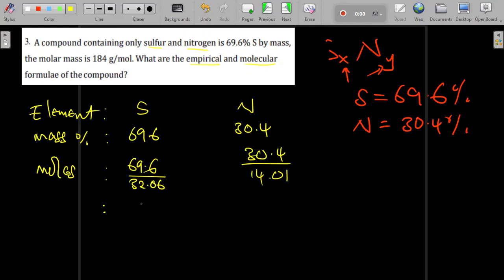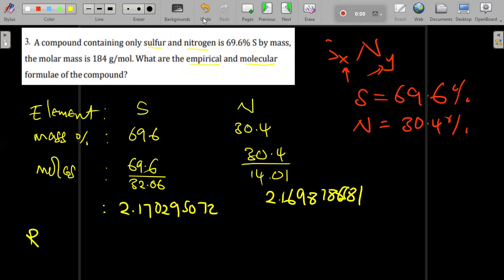So the moles here will be this number divided by this. I'm getting 2.170295072. And when I divide here, I'm getting 2.1698786581. From there, we are going to find what we call the ratios. That will be in the formula now. So let me represent it by a different color. So, ratios here. Always follow the same format that I'm doing here whenever you're finding the empirical formula.